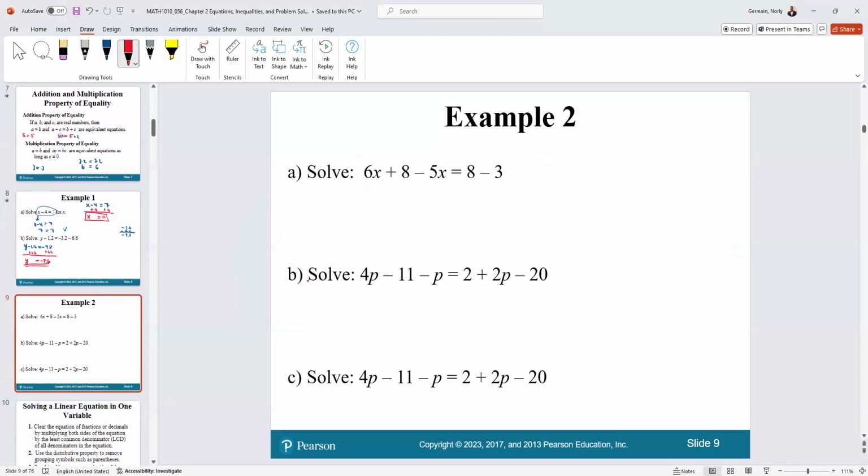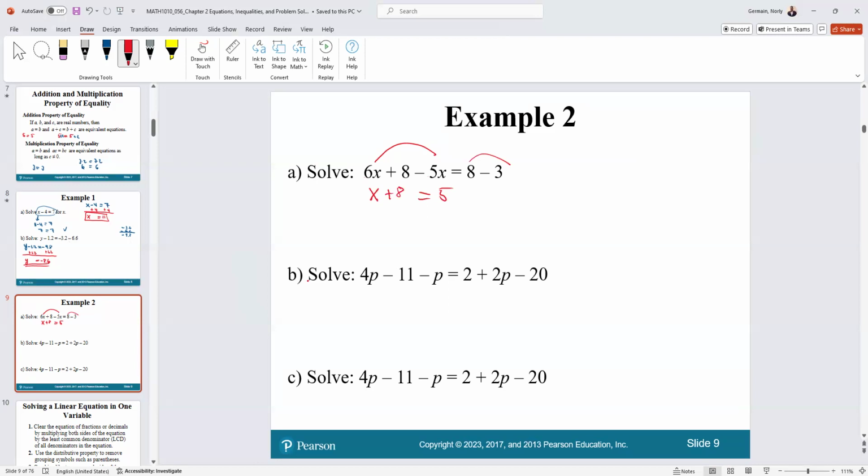To solve, first of all, combine the x's. 6x minus 5x gives you what? Yes, 6 minus 5 gives me 1x, plus 8. On the other side, 8 minus 3 gives you what? 5. Yes. Here what we do is solve linear equations that can be simplified by combining like terms. So that's what we do.